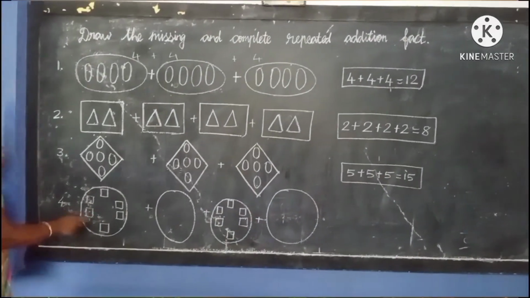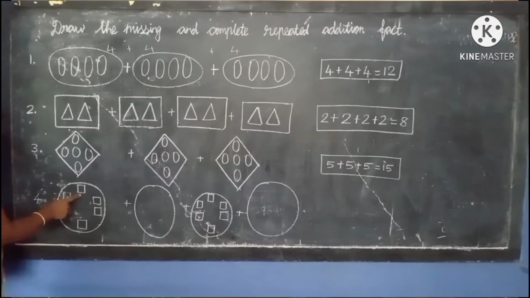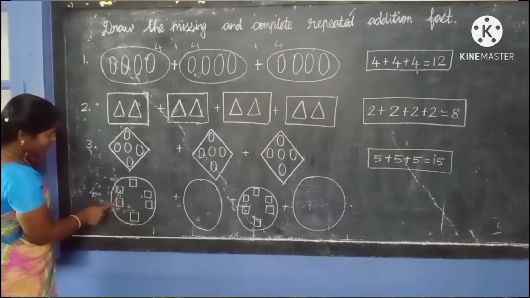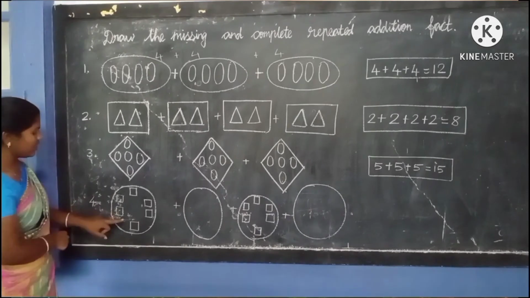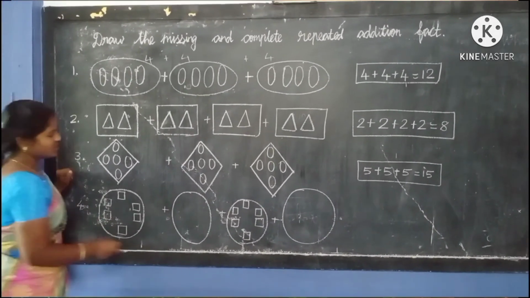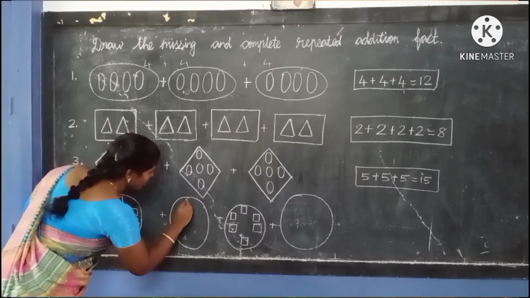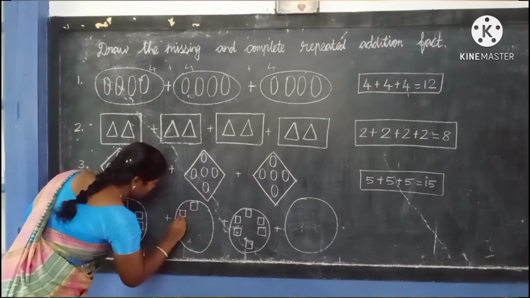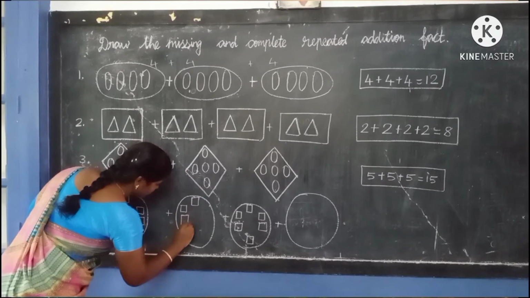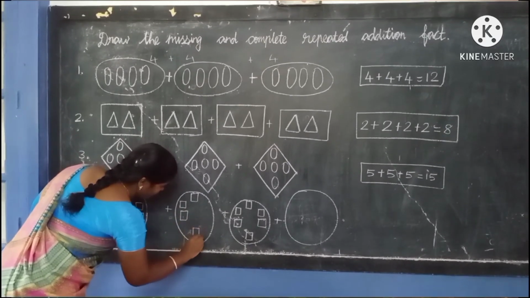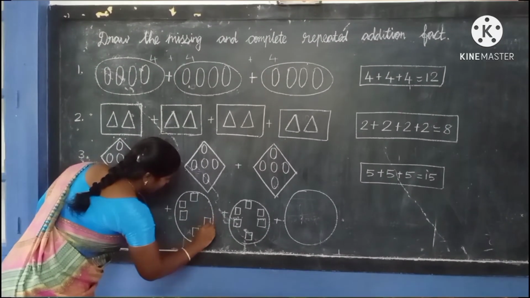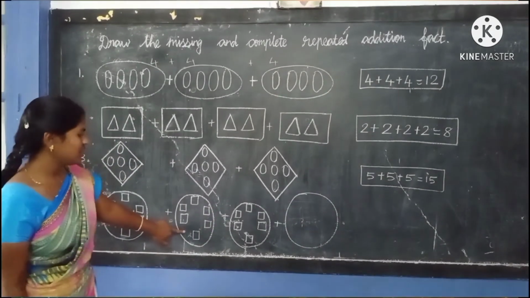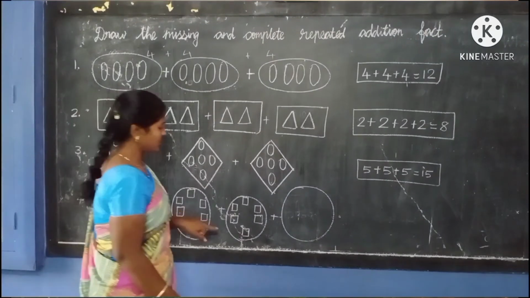Next. Here given how many shapes? 1, 2, 3, 4, 5, 6. Here given 6 shapes. So here missing. So we have to draw 6 shapes. 1, 2, 3, 4, 5, 6. So here we draw 6 shapes.